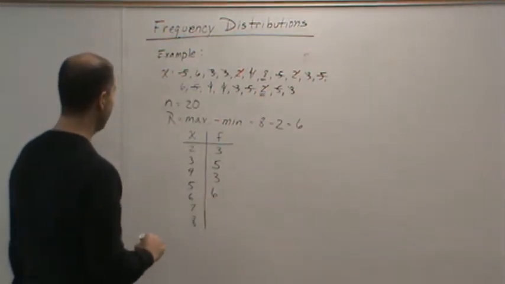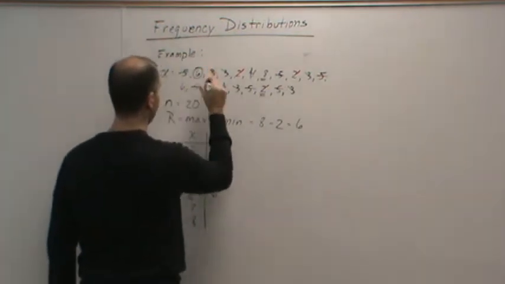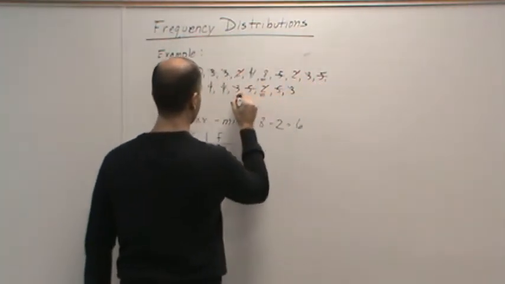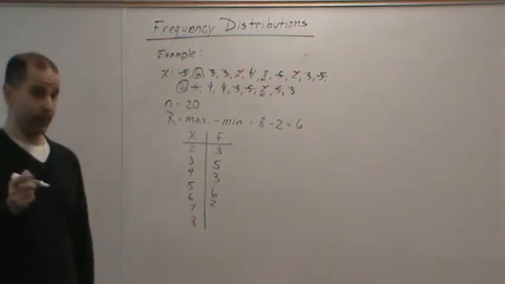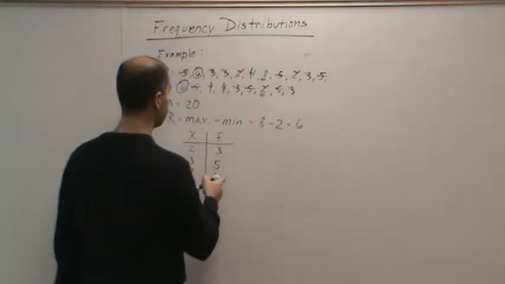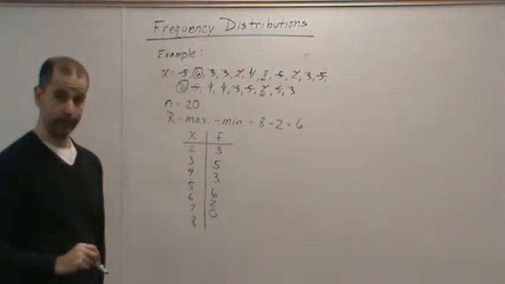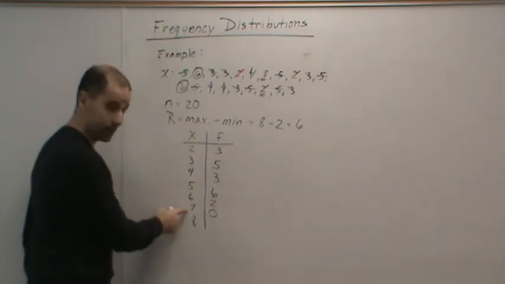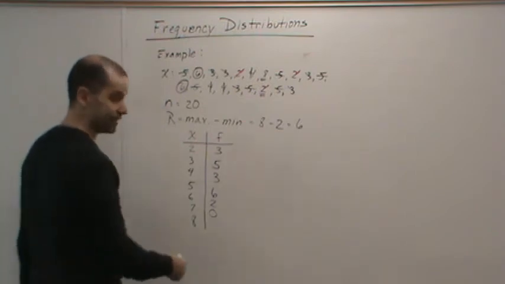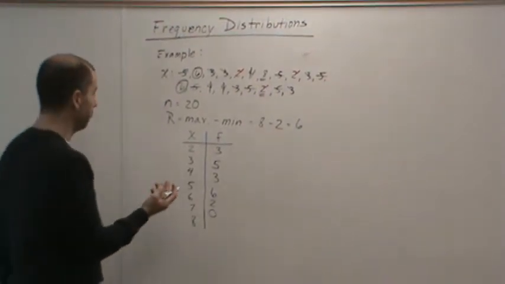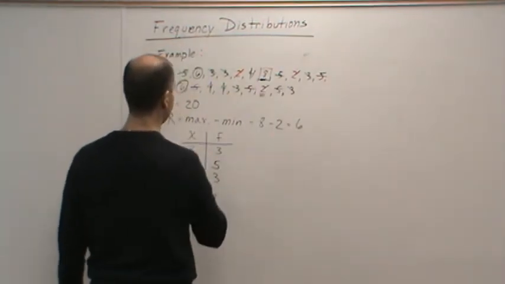Now I'm going to go to 6s. These I'm going to circle. So how many 6s do I have? I've got 1, 2. And 7s, I'm going to put a box around. So any 7s? Well, no 7s. So I'm going to put a 0 for the frequency. Okay? So that's why you don't want to skip numbers just because they're not in the data. That's going to be important. And then now the 8s. I'm going to put a box around since I didn't use it. So how many 8s do I got? I got 1. And that's it.